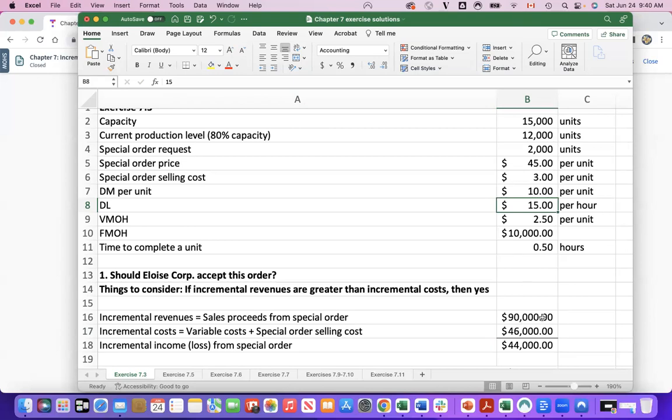Clearly, our incremental revenues are 90. Our incremental costs are only 46. So we should accept this order because profits would go up by $44,000.